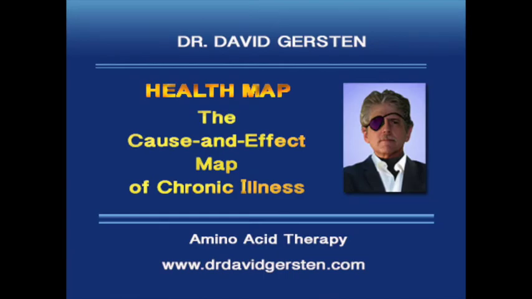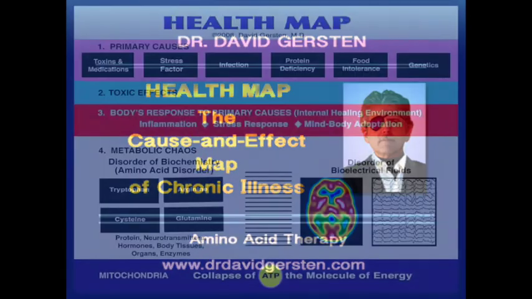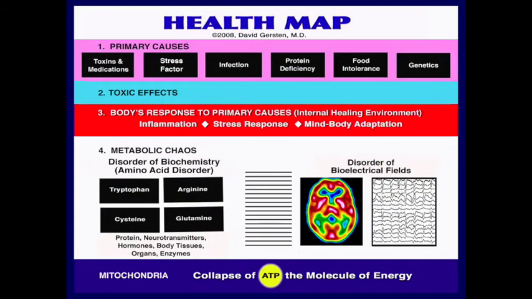Today I'm going to introduce you to a health map that I developed. The health map is a cause and effect explanation of how chronic illness develops. Once we understand how chronic illness develops, we're in a better position to know how to recover from that illness.